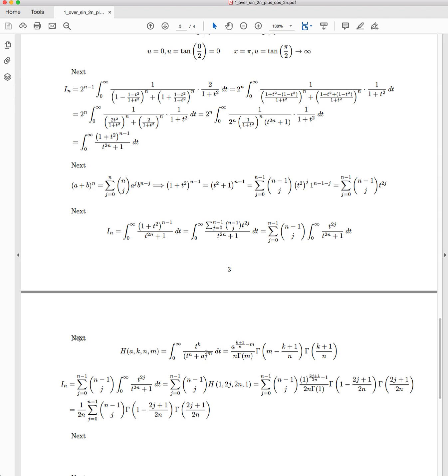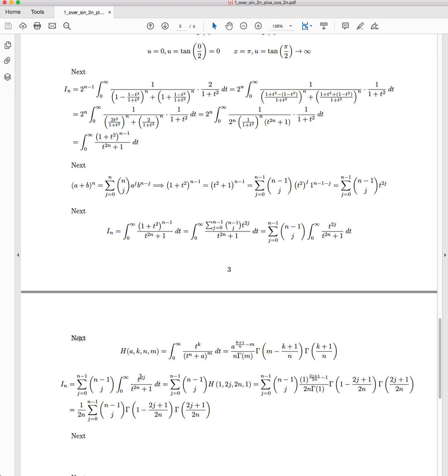Anyway, okay, so in our situation here, we need to evaluate it for t to the power of 2j. So in our case, our k term is equal to 2j. So that's all we have within here. So this integral here, actually, probably better if we go here, which is what we've got from before. It is the sum from j equals 0 to n minus 1 of n minus 1 choose j, the integral from 0 to infinity of t to the power of 2j over t to the power of 2n plus 1.